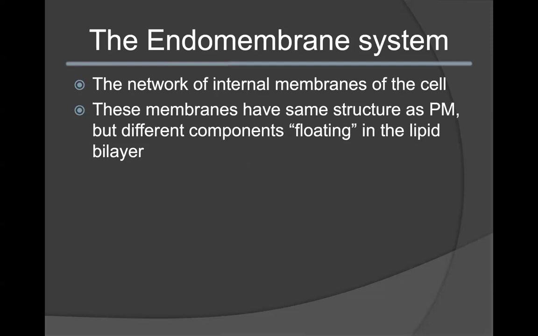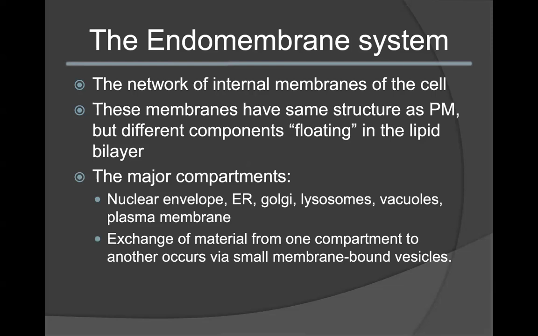The endomembrane system is important for protein trafficking. This is because material or proteins will be exchanged from one compartment to the next, and this material is going to be moved within membrane-bound vesicles. So as a protein is produced in the ER, and when it needs to travel to the Golgi, it is going to be packaged in a vesicle delivered to the Golgi apparatus.